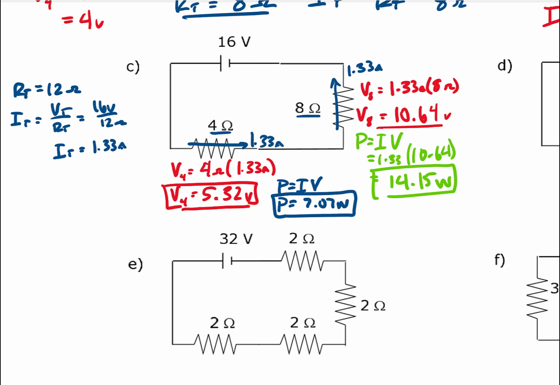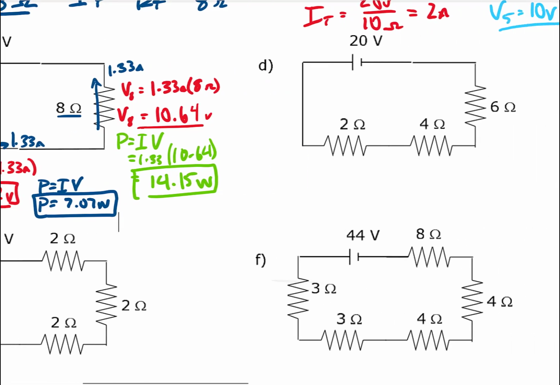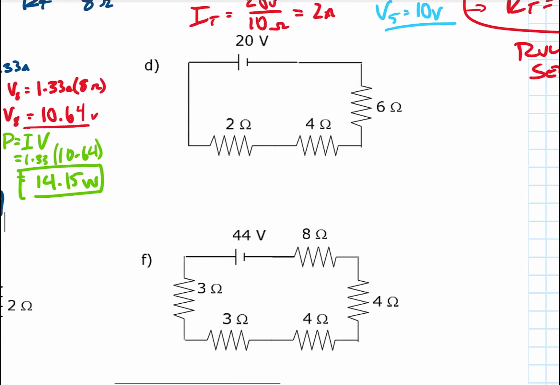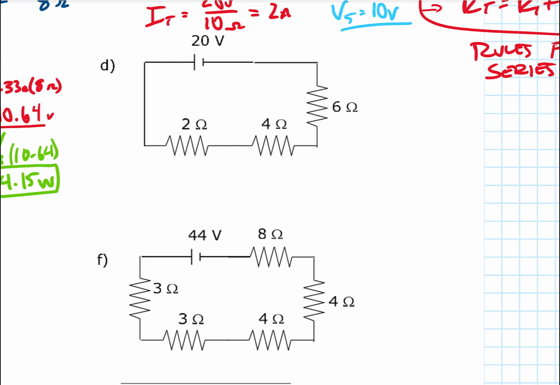So hopefully we're looking at this and we're seeing this as a pretty repeatable process. Let's move on to our next one. For our next one, we have 3 resistors this time, but that's okay because the total resistance is still all those things just added together. So it's 2 ohms plus 4 ohms plus 6 ohms. So our total resistance comes out to be 12 ohms.